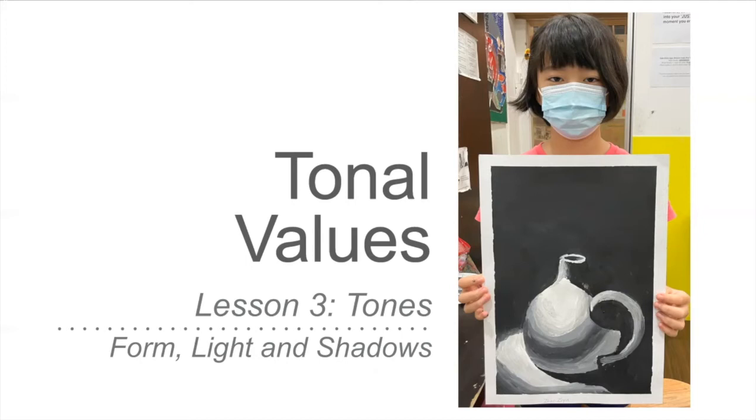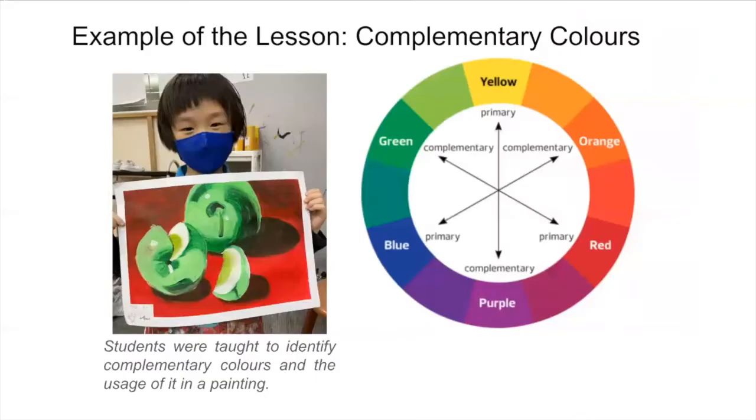Here is another example of a lesson in the program. In this lesson, students are taught to understand the color wheel, which is important when it comes to mixing colors and using colors in artwork. In this case, complementary colors mean that the colors are opposite to each other on the color wheel. Using complementary colors will allow the work to look vibrant as the colors complement one another.